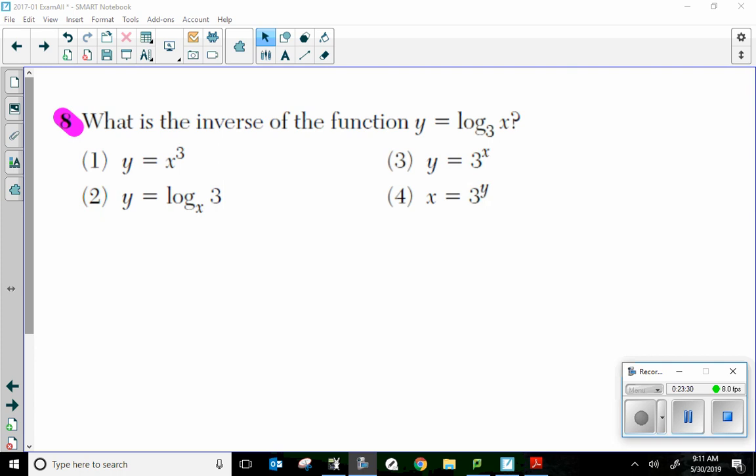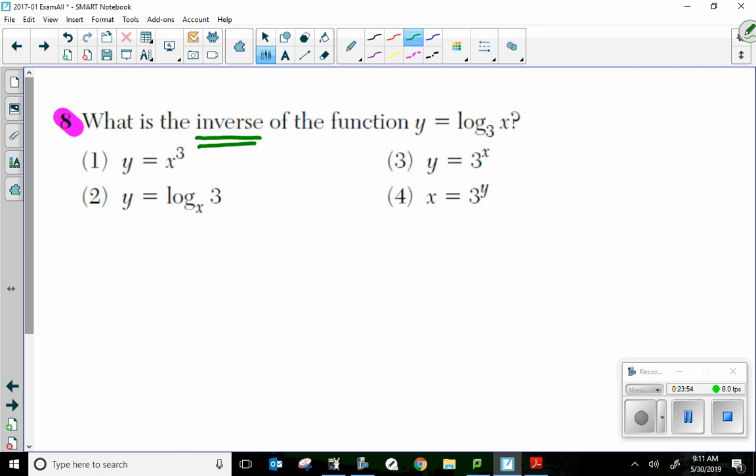Number 8, I classify this as a miscellaneous. I mean, someone might say it's algebra. It's finding the inverse of a function, y equals log base 3 of x. In order to find the inverse, and yes, there's a way to do this in the calculator, but I'm going to show you algebraically, because if this was a short answer problem, you'd have to know how to do this.